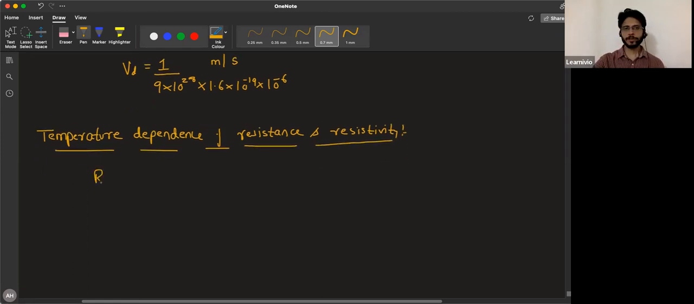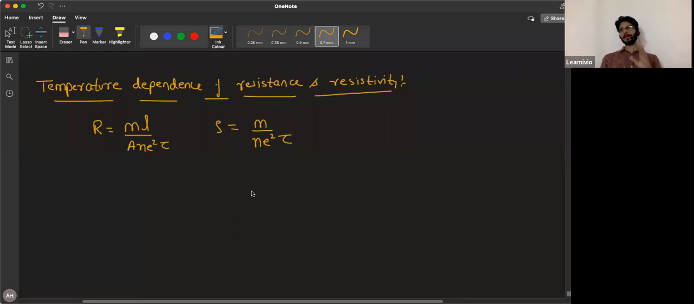So the expression of resistance is R = ml by n e squared tau A. And this is the expression of resistivity, which is m by n e squared tau. The difference between the expression of resistance and resistivity is just length and area of cross section. The temperature range we are discussing is one in which length and area will not change, or you can say there is no significant change in length and area of cross section.